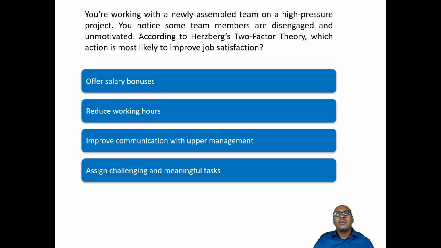You are working with a newly assembled team on a high pressure project. You notice some team members are disengaged and unmotivated. According to Herzberg's two-factor theory, which action is most likely to improve job satisfaction? So, which of these actions should you take to help improve job satisfaction?